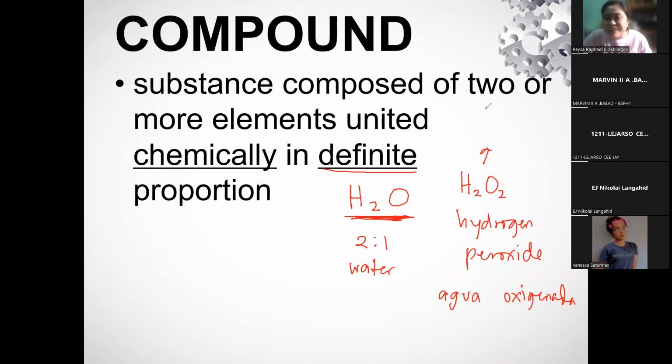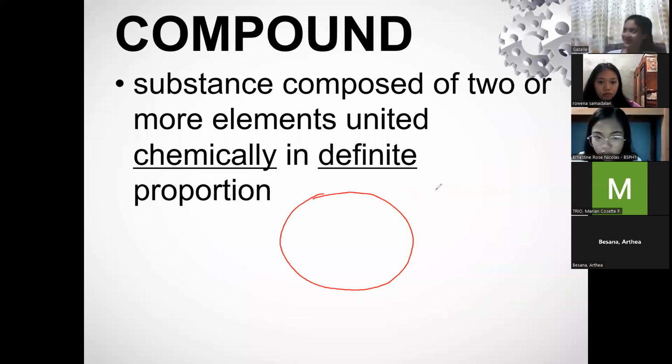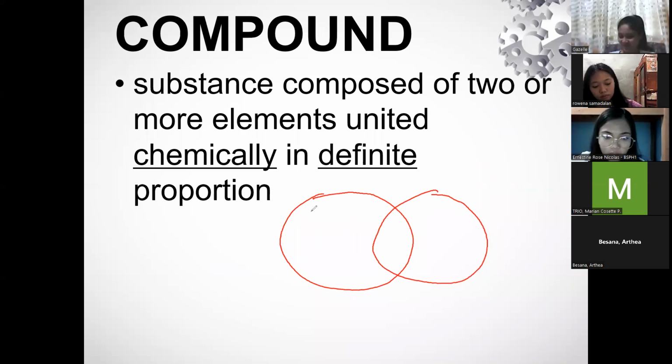Agua oxigenada, hydrogen peroxide, is used as an antiseptic. By the way, disinfectant, so you will not be confused about this before we end. Disinfectant and antiseptic are two different things. Let me draw the chart of their differences and similarities. This one is disinfectant.